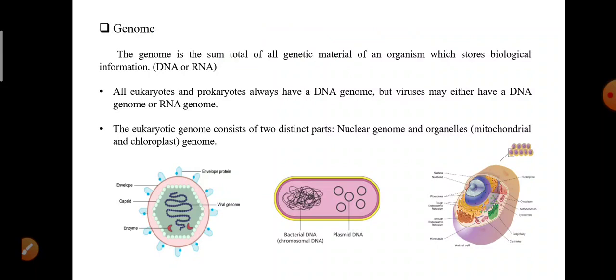Let's understand what the genome is. The genome is the sum total of all genetic information of an organism which stores biological information, and it is basically DNA or RNA. All eukaryotic and prokaryotic organisms always have a DNA genome, but in case of a virus, there may be either DNA or RNA, never both. And as you all know, the eukaryotic genome consists of two distinct parts, one is the nuclear genome and another is the organelles, that is the mitochondria and also the chloroplastic DNA.